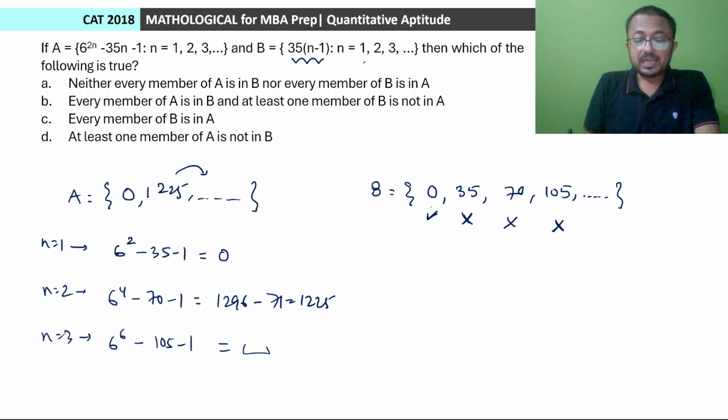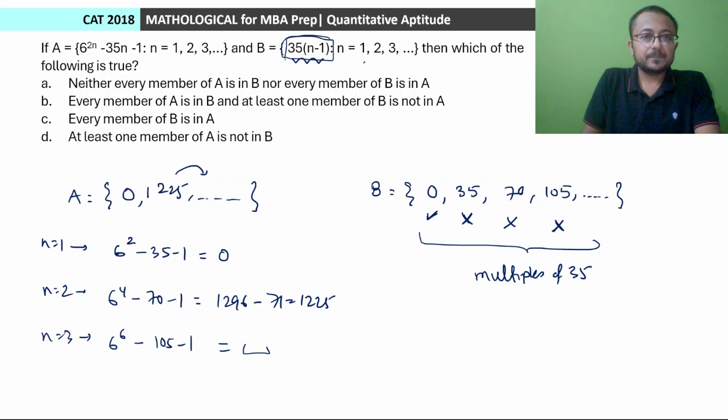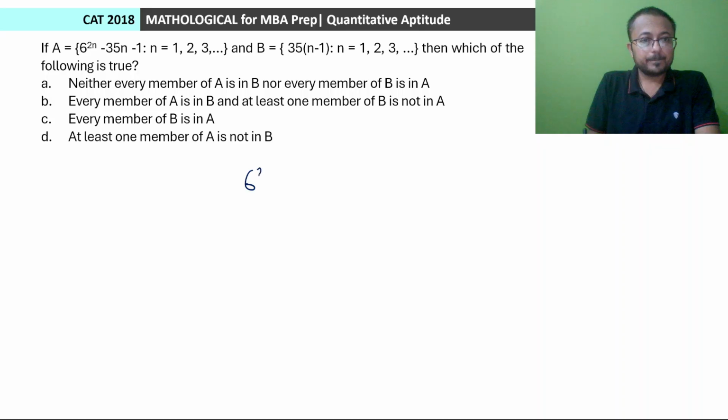Now, all elements of set B are basically multiples of 35, which was also visible in the definition, 35 into n minus 1, and n was all integers starting from 1. So all the elements of set B are multiples of 35, starting with 0. So we have to check whether all elements of A are multiples of 35 or not, whether elements of A are divisible by 35 or not. Okay, so 6 to the power 2n minus 35n minus 1. So this part is divisible by 35 already.